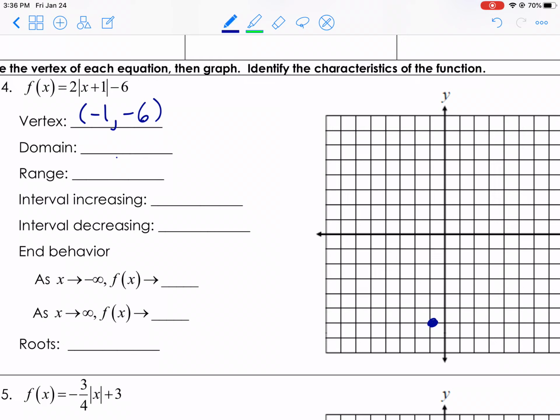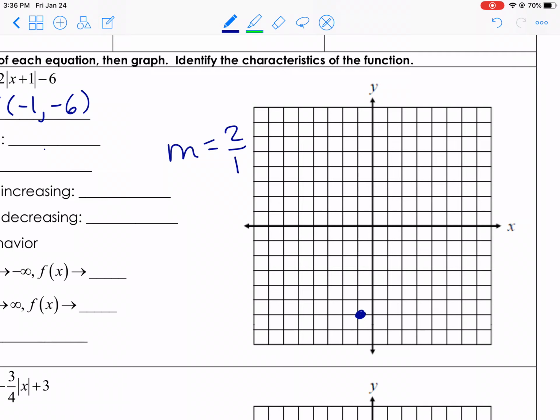Okay. Now, to identify the slope, we're going to pay attention to the a value right here. This is an a value of 2, so our slope is 2. We're going to rise 2 and run 1 as we head to the right. Rise 2, run 1. Rise 2, run 1. On the other side, the slope is going to rise 2 but left 1, so it's perfectly symmetrical about the vertex.